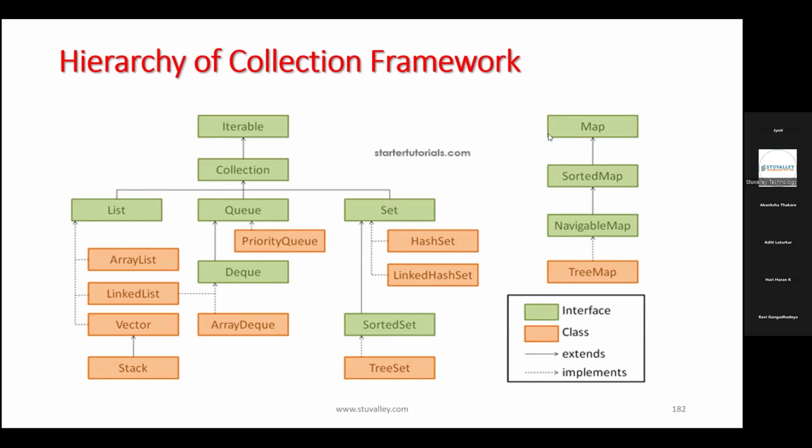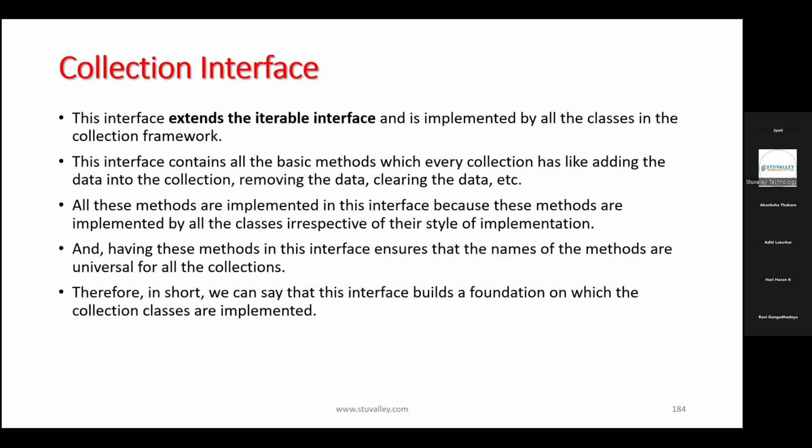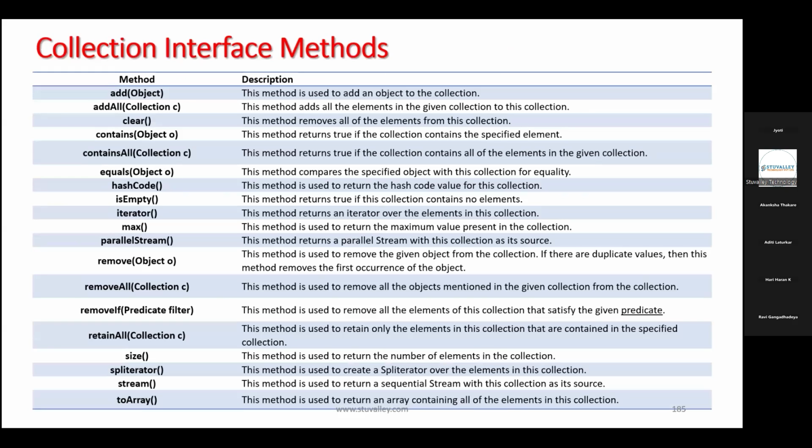Apart from that, if you want to store the data as key-value pairs, then you must go for the map data structure, which stores the data in key and value pairs. So what are the different methods defined in the collection interface?